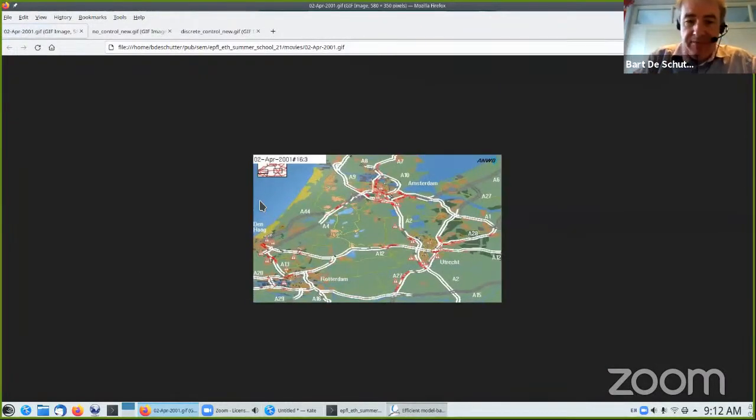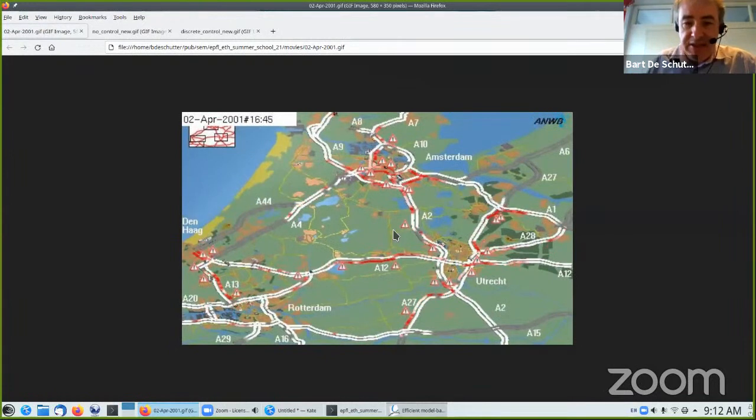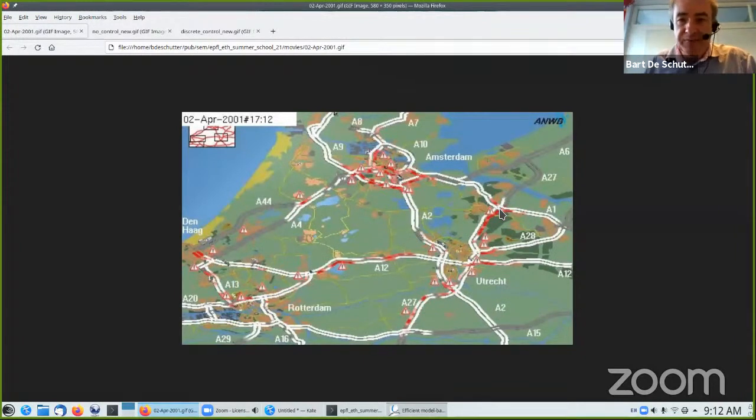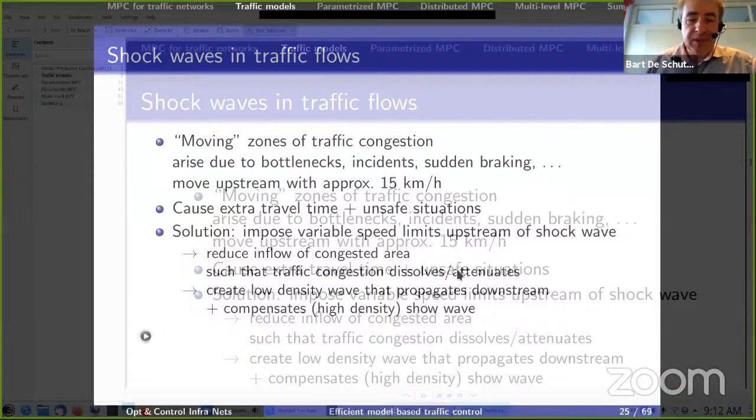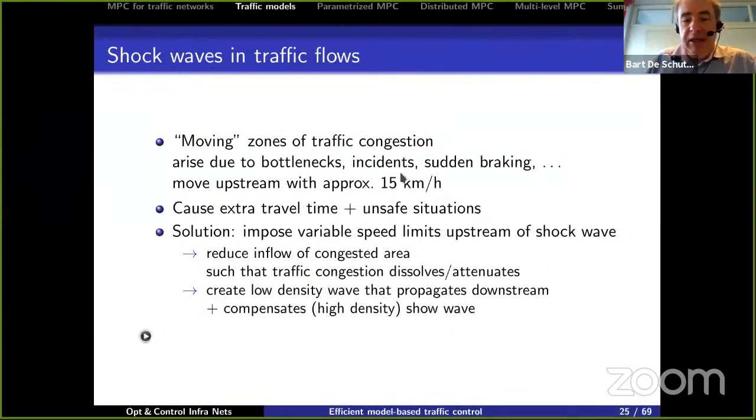So I will start again. And so we see in several places that the congestion moves backward. And this is called a shock wave. So let's now go back to the presentation. Typically, they move upstream with a speed of about 15 kilometers per hour. The disadvantage is they will cause extra travel time. And since we have a kind of shock wave, they could also lead to unsafe situations.